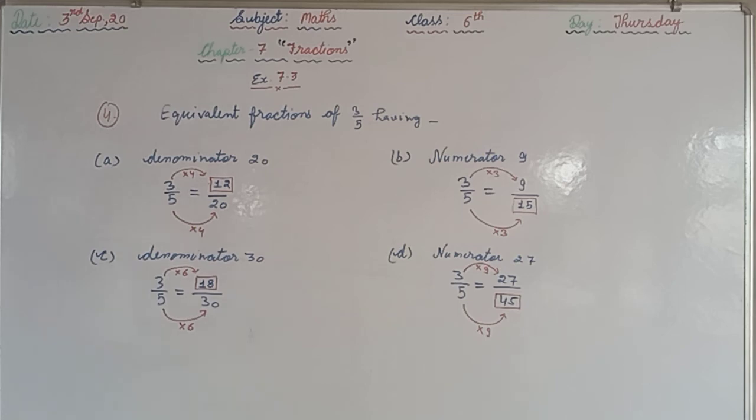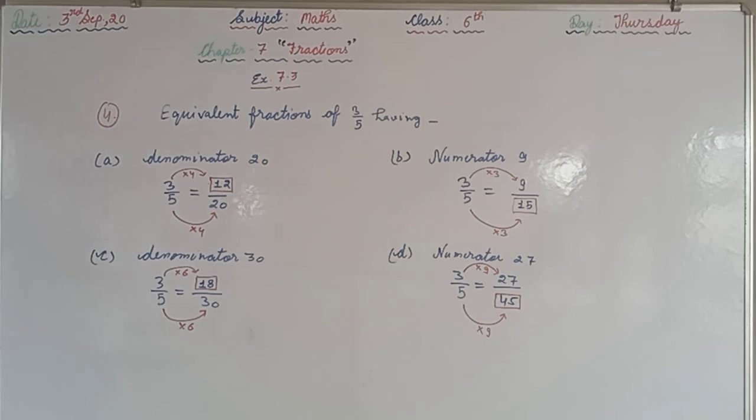Find the equivalent fraction with numerator and denominator given. So in the first part the numerator is given, you have to find the denominator. In the second part the denominator is given, you have to find the numerator. In the sixth question, check whether the given fractions are equivalent or not. You can find out how.